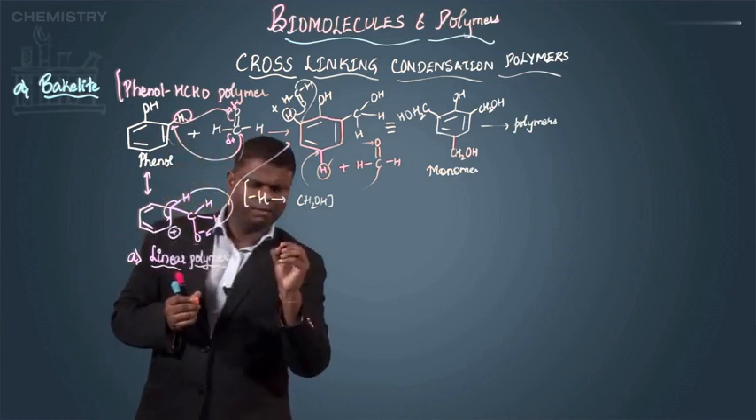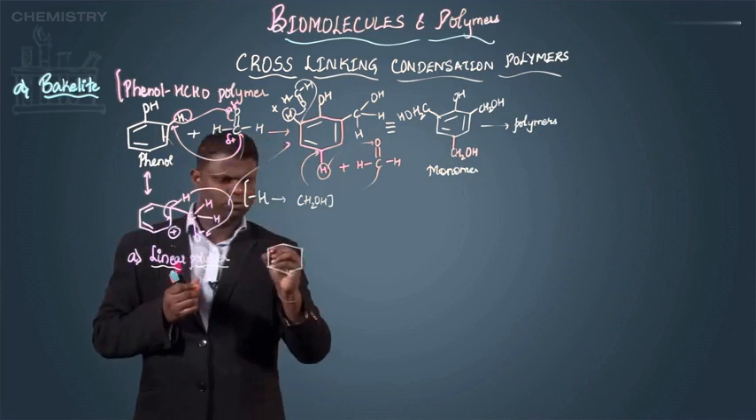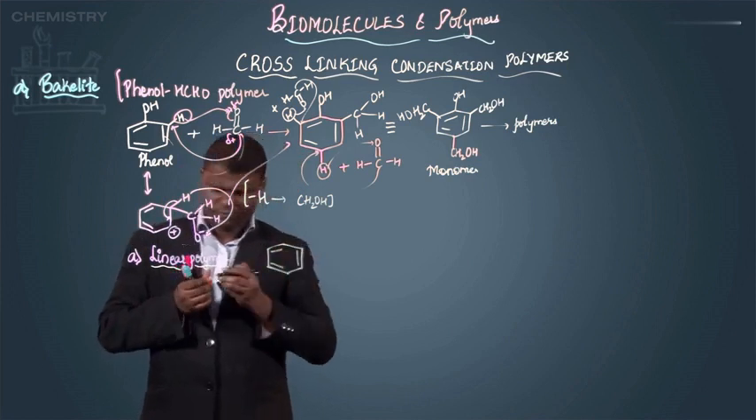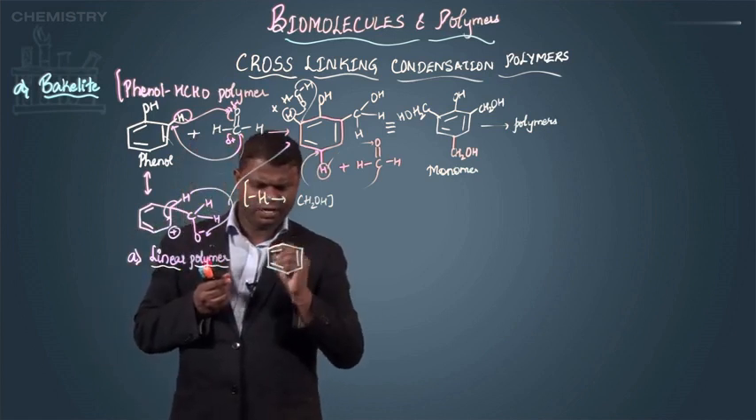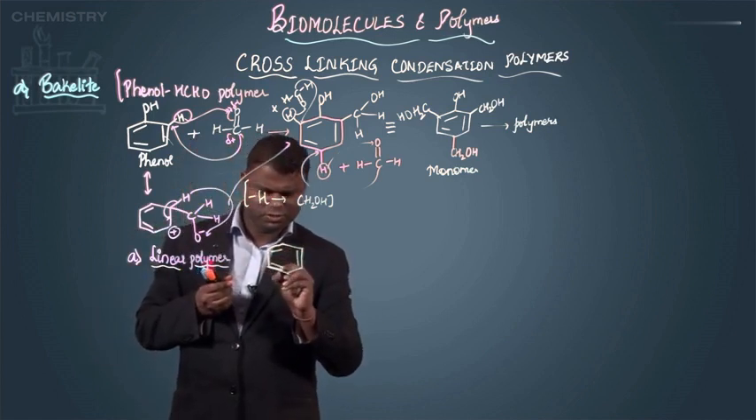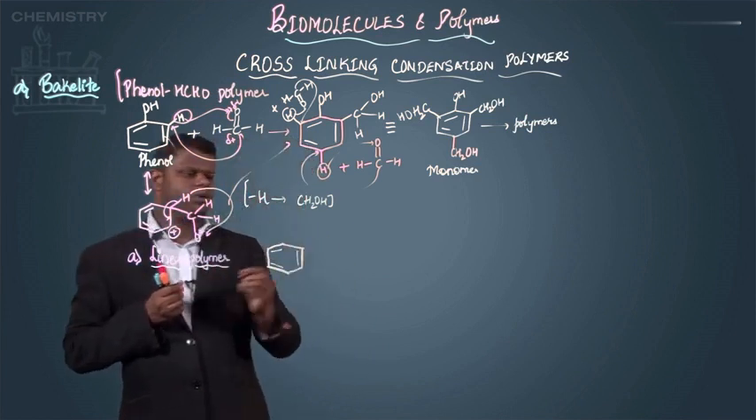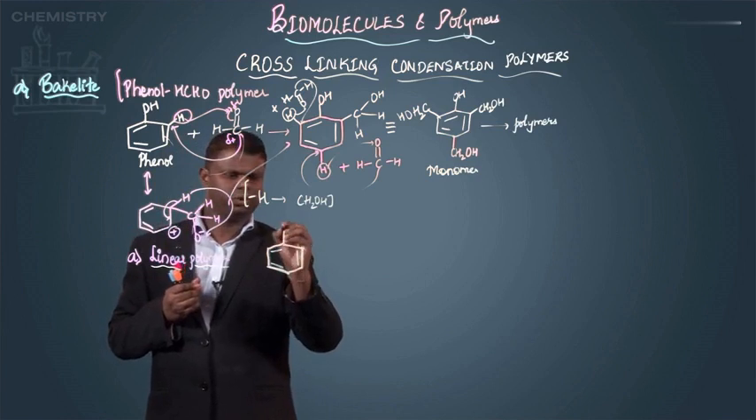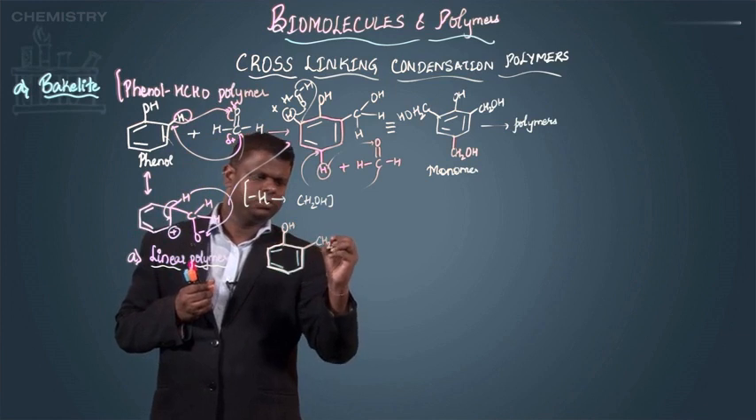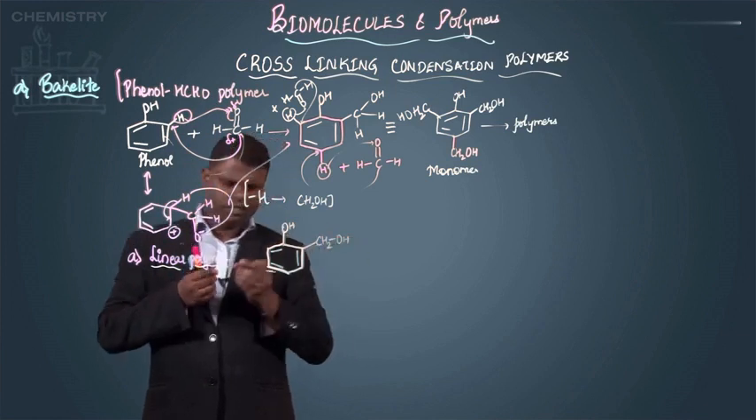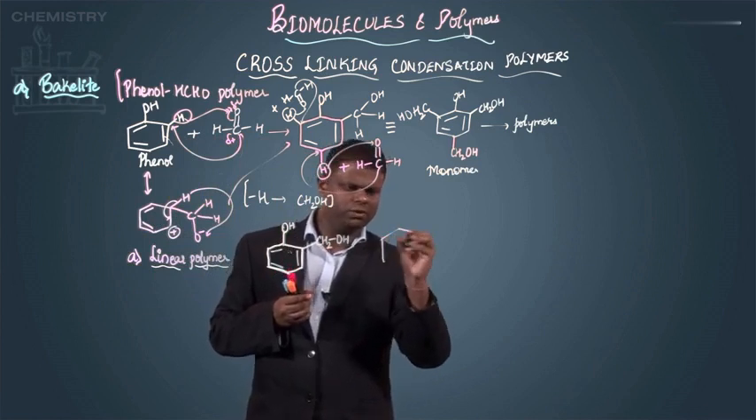Now what exactly happens is you have one molecule over here. Let me just redraw it again. Okay, now this is connected to OH. This is connected to CH2 and then OH. Now you have another molecule. Let's draw another molecule in the same way.